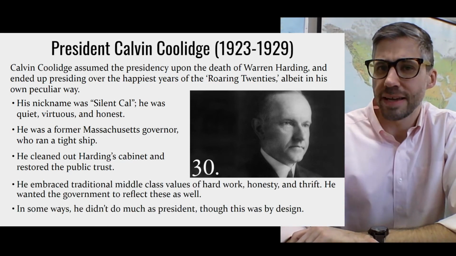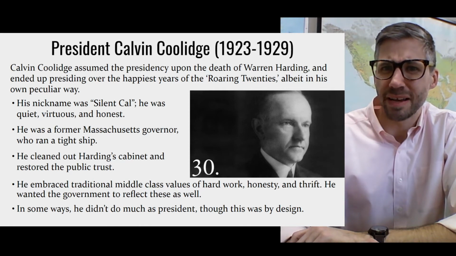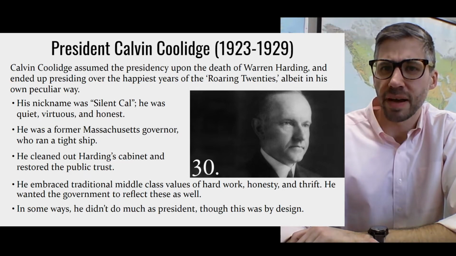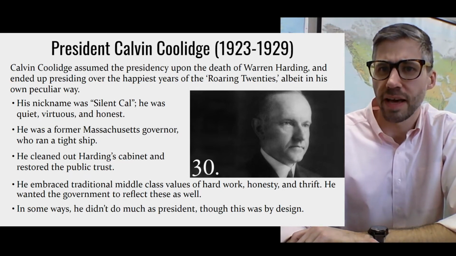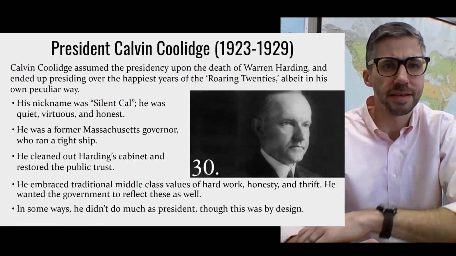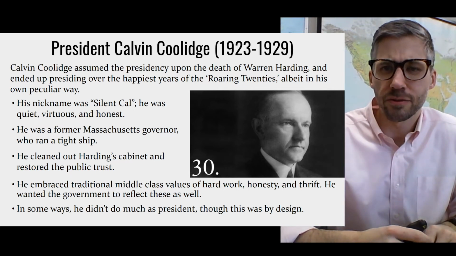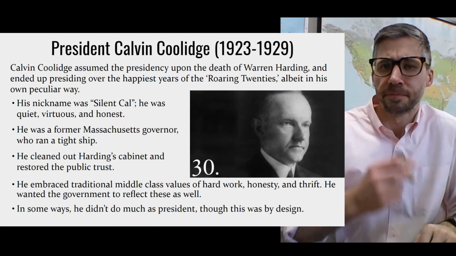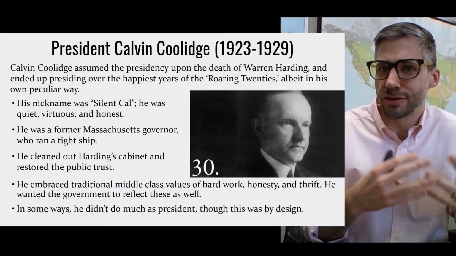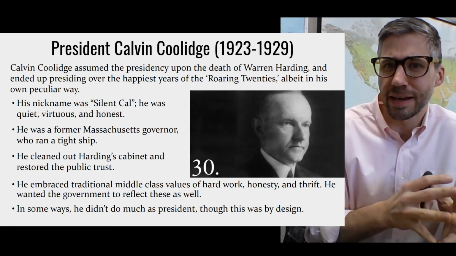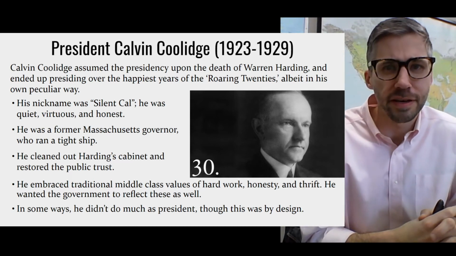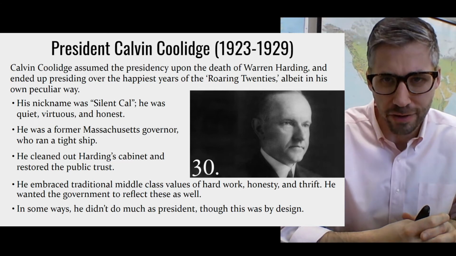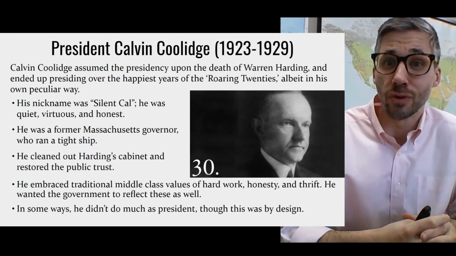And Coolidge again says, I don't have some crazy recipe here. I'm just trying to do the thing. I'm living by thrift, right? Middle class values, just hard work and honesty and thrift. And this is what works in a household. And this is how we want our government to work as well. And in some ways, he doesn't do a lot as president, but he's like, I'm not doing a lot on purpose, because I'm choosing to only do the things that matter and not do the things that just make noise.